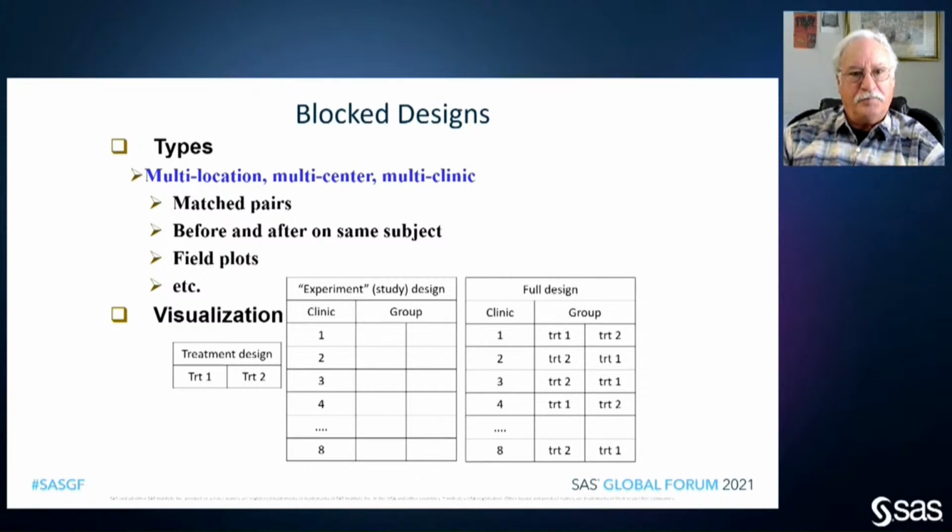So this is an example of a blocked design. In this case, it's a multi-clinic design, but the same format would be applicable to matched pairs, before and after on the same subject, field plot experiments, etc. So here we specify the treatment design. It's pretty simple. We have 2 treatments. For the experiment design, we have clinics and we have groups within clinics. So the full design would just involve randomly assigning treatments to the various groups, and each group would have these N sub ij patients, and we would go from there.